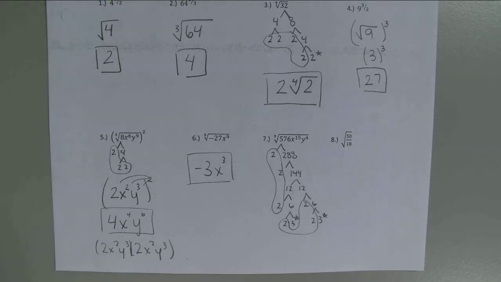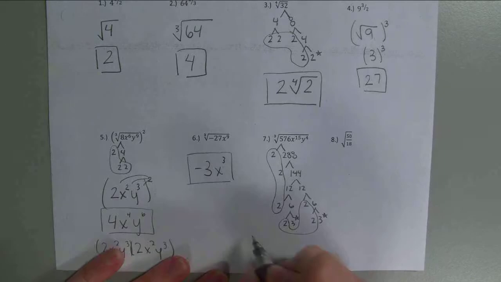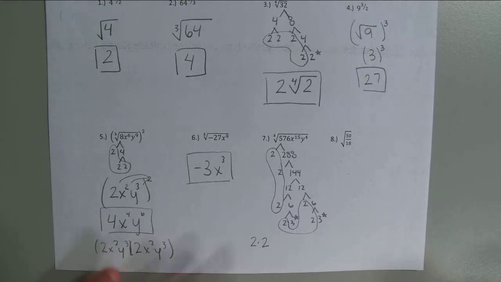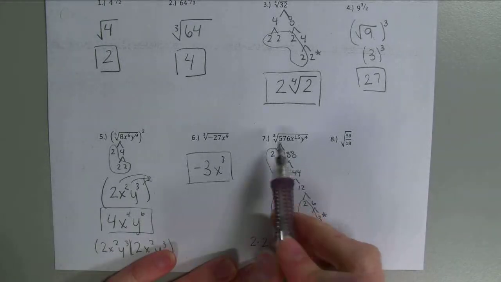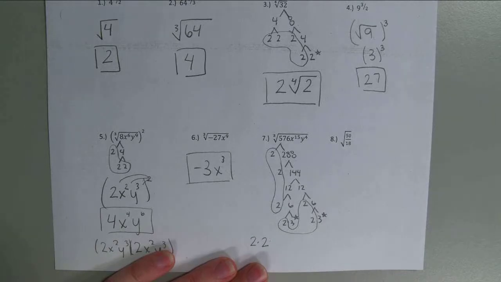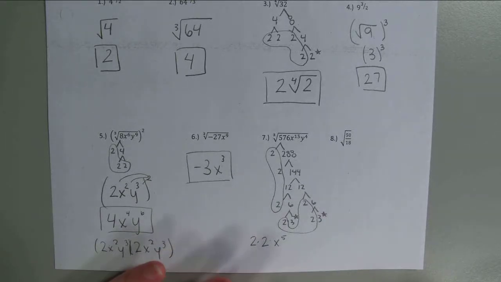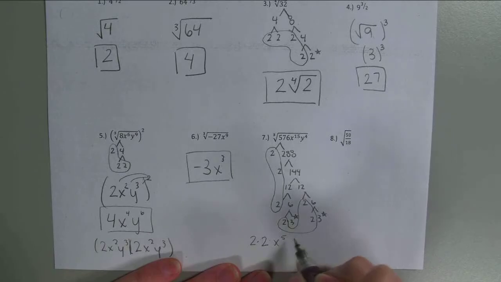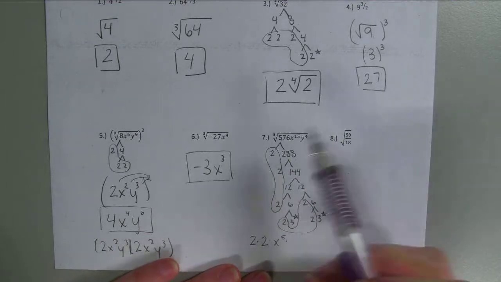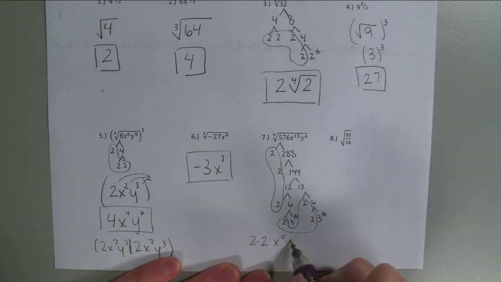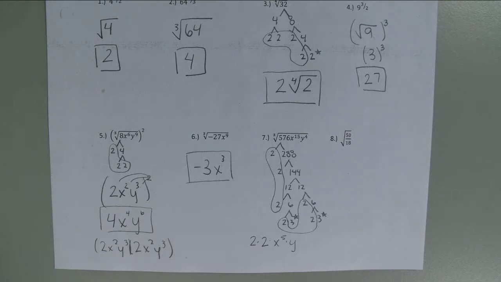So if 2 2's are coming out, we have a 2 times a 2. Okay? How many x's will come out? 3 goes into 15 5 times, is that right? Evenly. And then how many y's will come out? Well, 3 goes into 4 1 time evenly. Is that okay for the things that can come out?